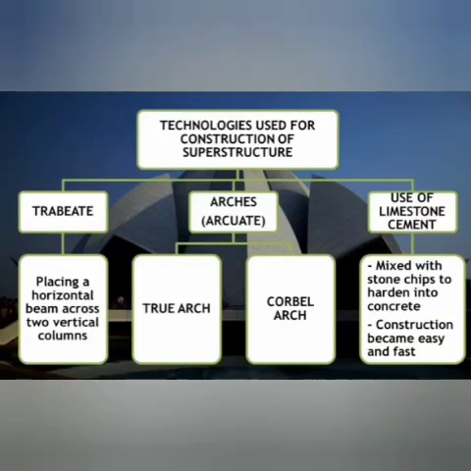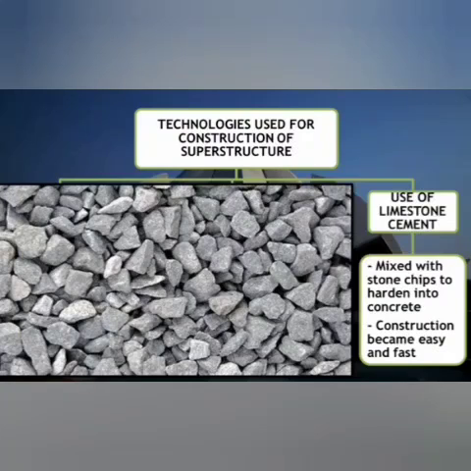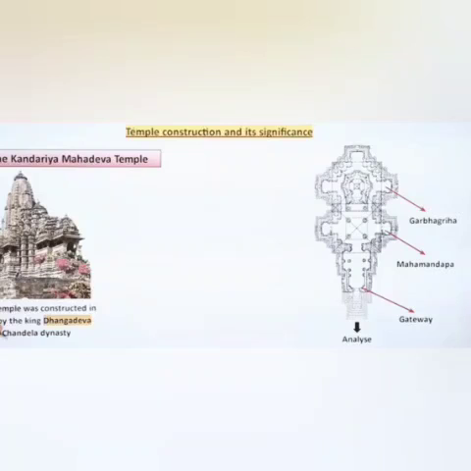Then we have also seen some arcs, like true arc was used, corbelled arc was used, even many arcs were used to be made. Then we have seen limestone was started using at that time. Yes, now today we are going to talk about the two types of styles, North Indian style of architecture and South Indian style of architecture.